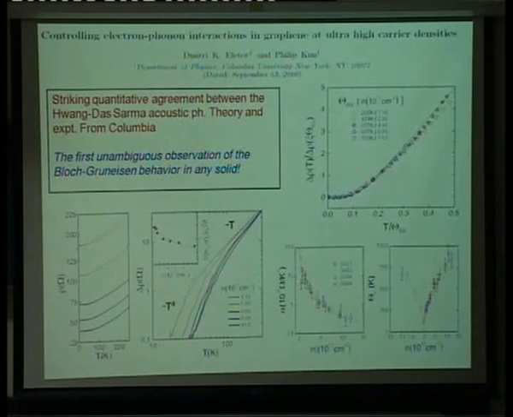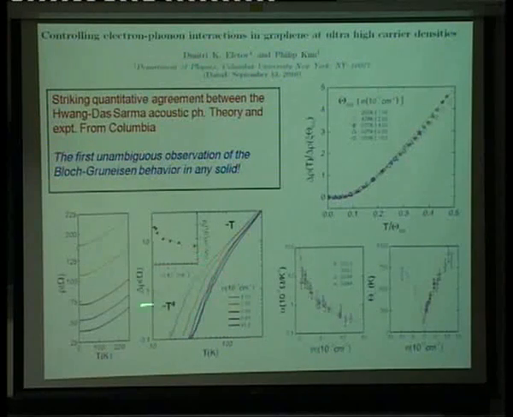He did not access that, but then he saw a paper. He decided that he may be able to see the Bloch-Grüneisen regime, which has apparently never been seen in any system. That's at least what I hear. So what he did, he went to very high density. This is his data, and you can see this density is very high, above 10 to the power 13. And then he was seeing the Bloch-Grüneisen regime above 100 Kelvin.